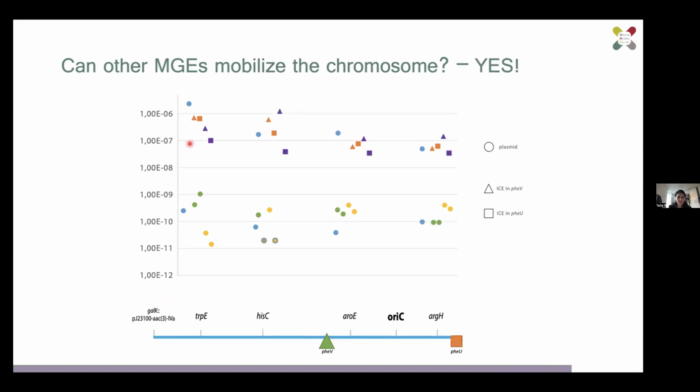And what happened was that, yes, indeed, the ICE can mobilize the chromosome. So here, the strains that contain an ICE are marked in either a triangle or a square, depending on where the ICE is sitting in the chromosome. You can see here where they are, where each of them is. And all of them could, sorry, it's two ICE. Both of them could transfer the chromosome. And in general, they do it at a way higher frequency than the plasmids that we tested here.